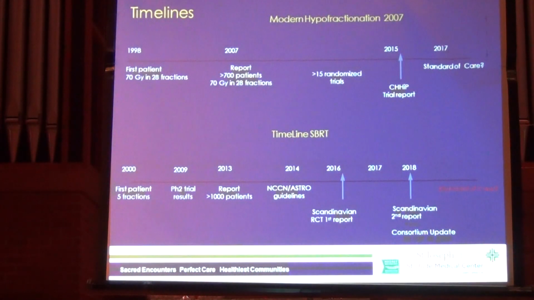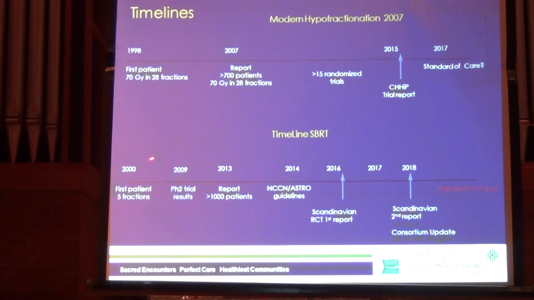Here's your timeline. As I put this together the other day, this is a slide I had for years. So the first patient was with modern hypofractionation. We're talking about going from 45 to 28 treatments. This was a big deal, and this was published in 1998. And it didn't really start to become a standard of care until about 1 or 2 years ago, and that's how long it took. So a 19-year span to become accepted as a standard.